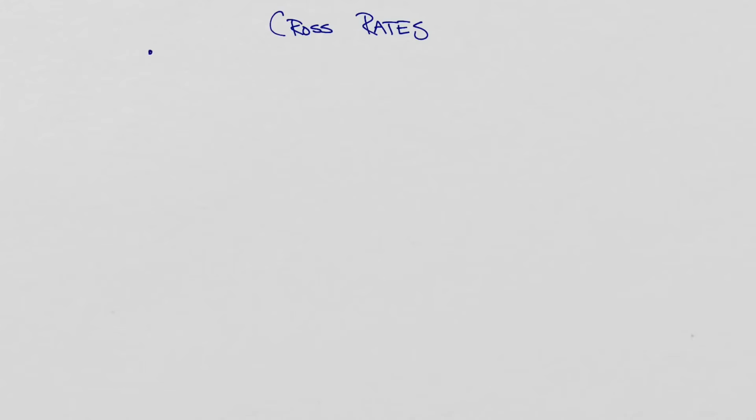All right, let's talk about cross rates. Cross rates are the idea that you can take any three currencies, and if you know the ratio of one currency to another, and a ratio of one currency to another as well, you can infer what this one is relative to this one.